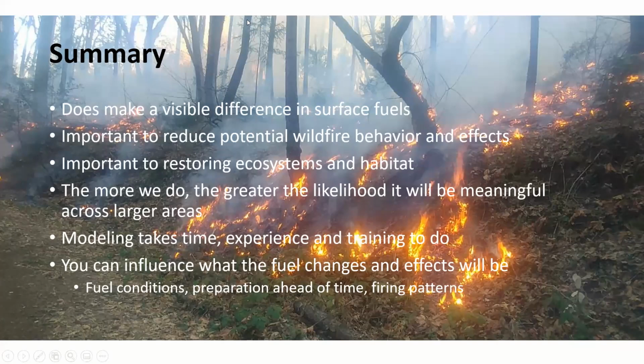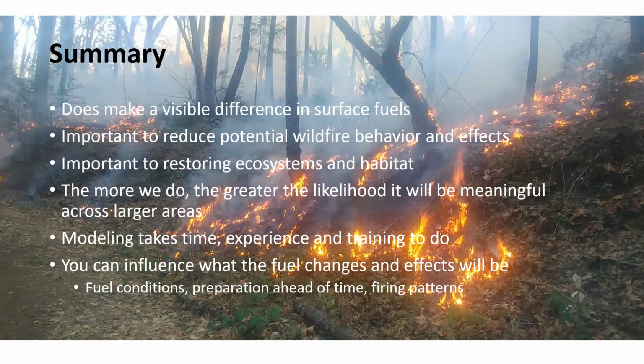So, in summary, it does make a visible difference what you're doing with the surface fuels. And we do know that that's a very important way to reduce potential fire behavior and effects. And we do know it's important to restoring ecosystems and habitat. We know we don't know everything, but we know overall it's a good thing, either from the big picture or the little picture. And the more we do, the greater the likelihood it will be meaningful across large areas.